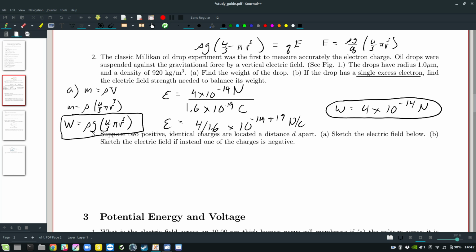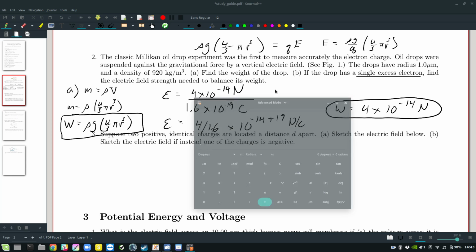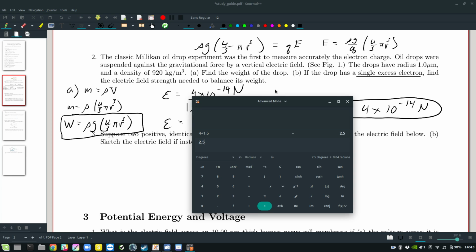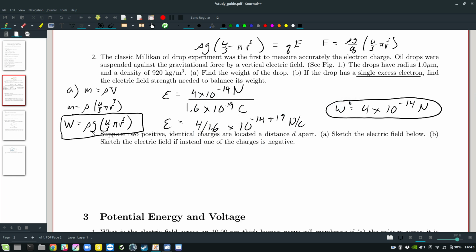Now, 19 minus 14 is positive 5, right? So it's actually, I need to know what is 4 divided by 1.6, which is 2.5. So that's 2.5 times 10 to the 5th newtons per coulomb. So the 5 comes from 19 minus 14. So 2.5 times 10 to the 5th, or 250,000 newtons per coulomb.